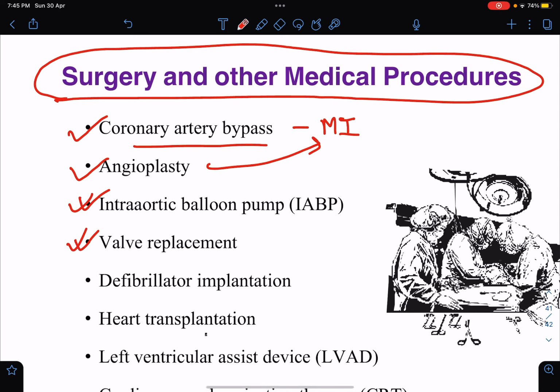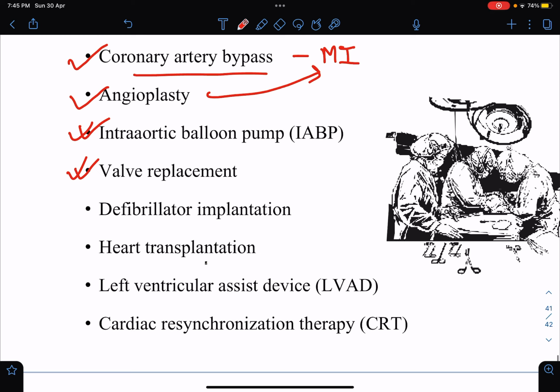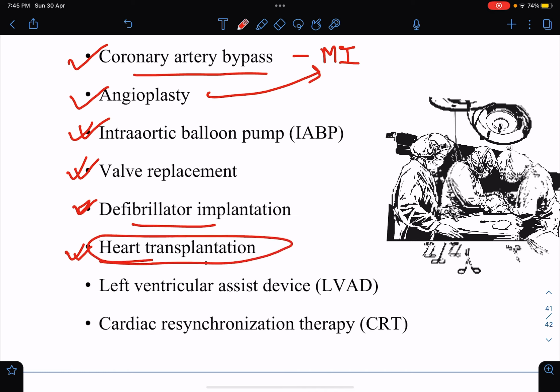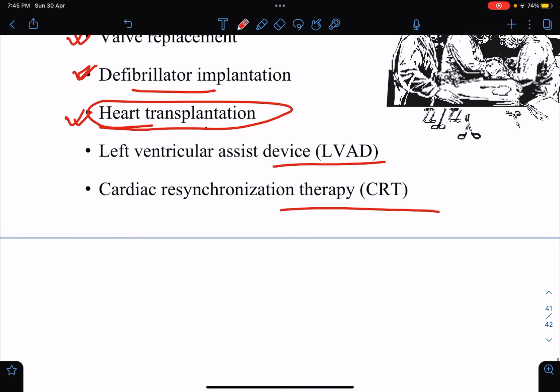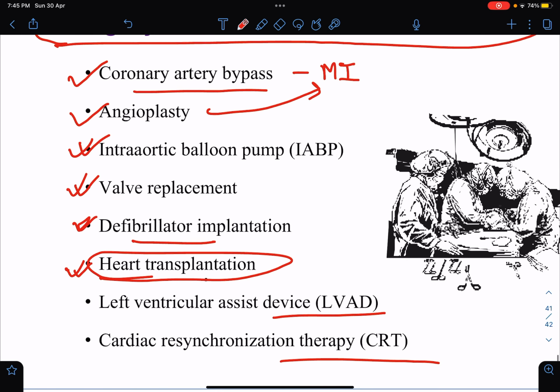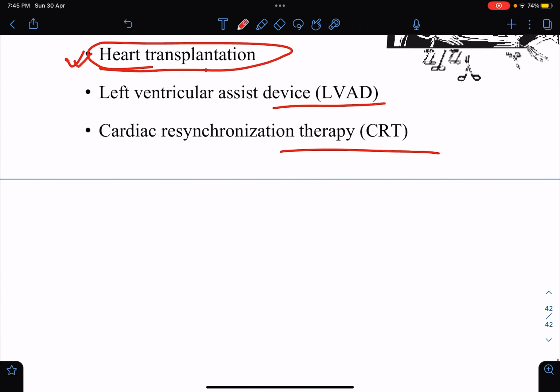Valve replacement to be done in cases of different valvular abnormalities. Defibrillator implantation, heart transplantation is the ultimate option. And then sometimes we may need to use left ventricular assist device and cardiac resynchronization therapy. So these are the higher level interventions to be used.